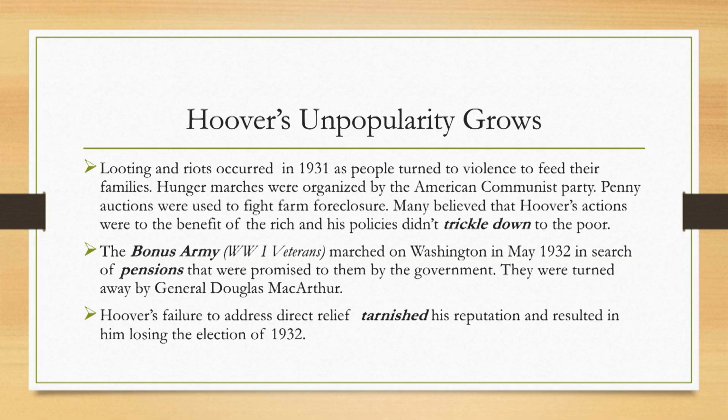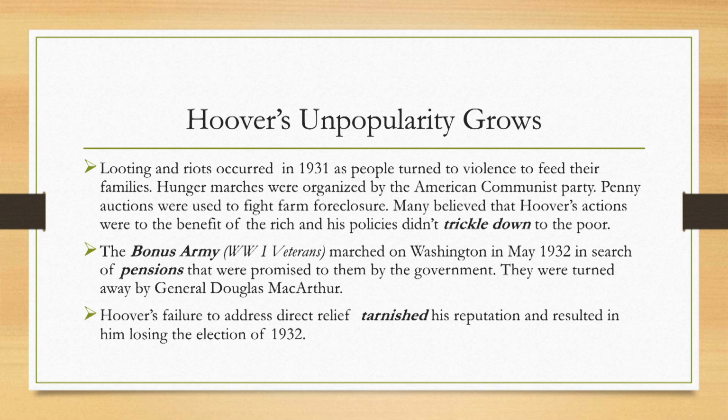That's American ingenuity right there. The Bonus Army. World War I veterans marched on Washington in May of 1932 in search of pensions that were promised to them by the federal government. The government did tell these veterans that they were going to get a pension, but it was going to be in the 1940s. They wanted it early.